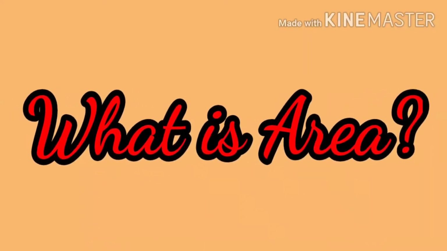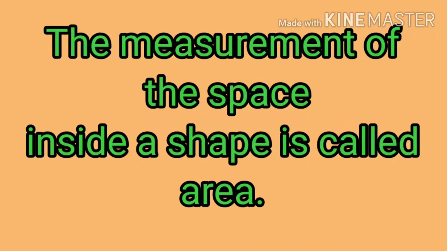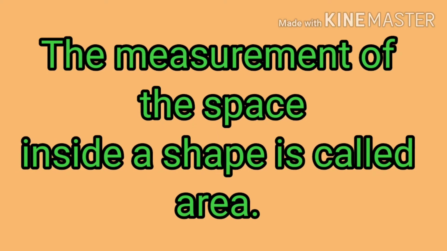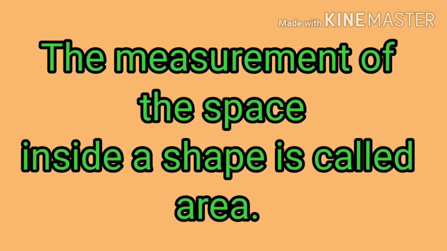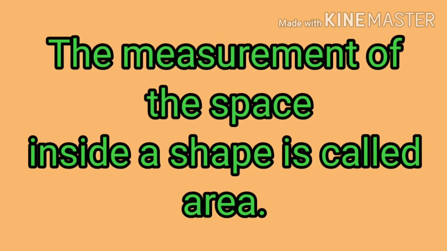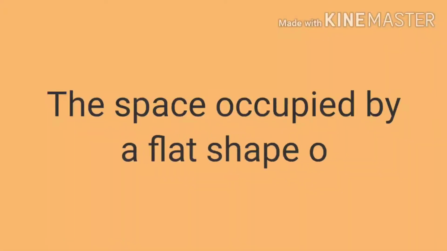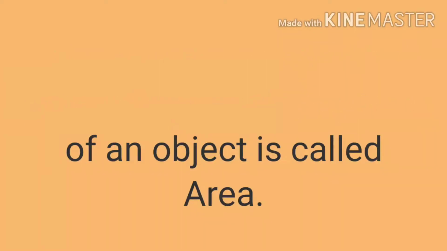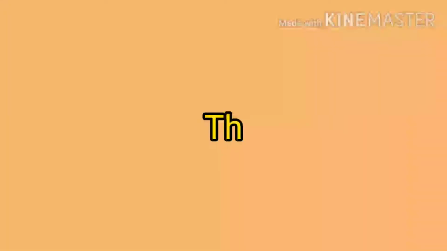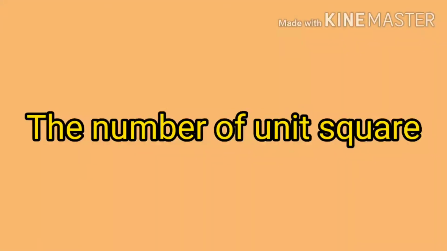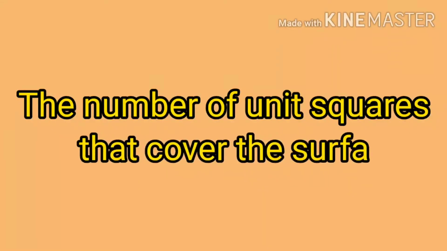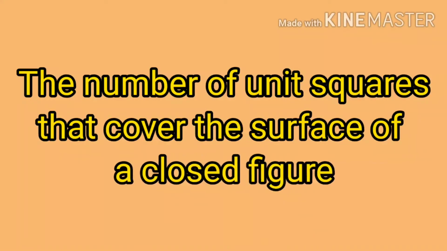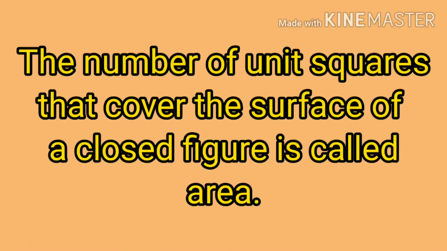In simple language, we can say that the measurement of the space inside a shape is called area. We can also say that the space occupied by a flat shape or the surface of an object is called area. In other way, the number of unit squares that cover the surface of a closed figure is called area. So you can easily say that area of a figure is the number of unit squares that cover the surface of a closed figure.